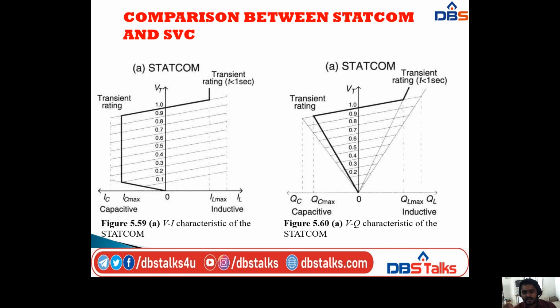In the STATCOM VQ diagram, I am taking the graph between voltage and reactive power. Voltage is the terminal voltage, and next I am taking the inductor and capacitor powers, with the maximum current at the capacitor and the maximum current at the inductor. Here also the voltage ratings are from 0 to 1 per unit.